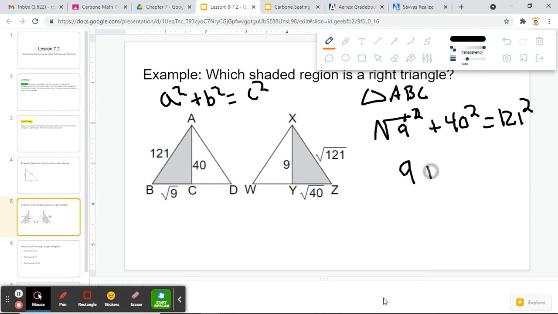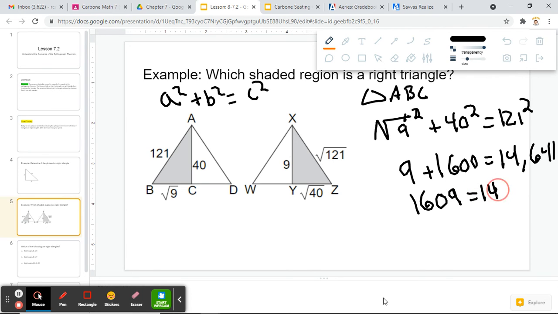So we get 9 plus 40 squared, I believe that's 160, but let me check, or 1600, I mean. 40 times 40 equals, yep, 1600, is equal to 121 squared, or 121 times 121, which is equal to 14,641. So without even adding these together, we can clearly see that these are not equal, right? They're not even close, they're over 10,000 off. So these are not equal here, which means this is not a right triangle.